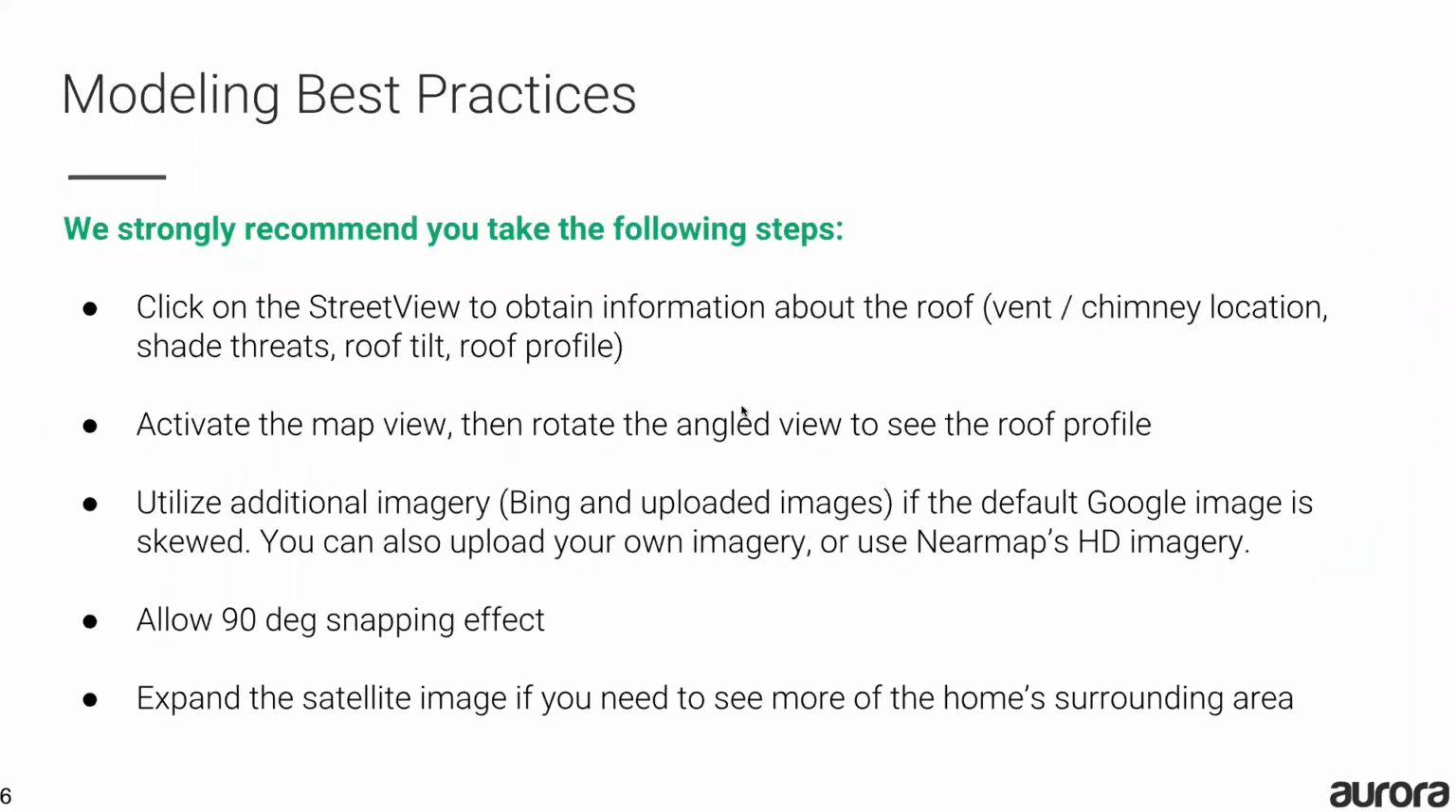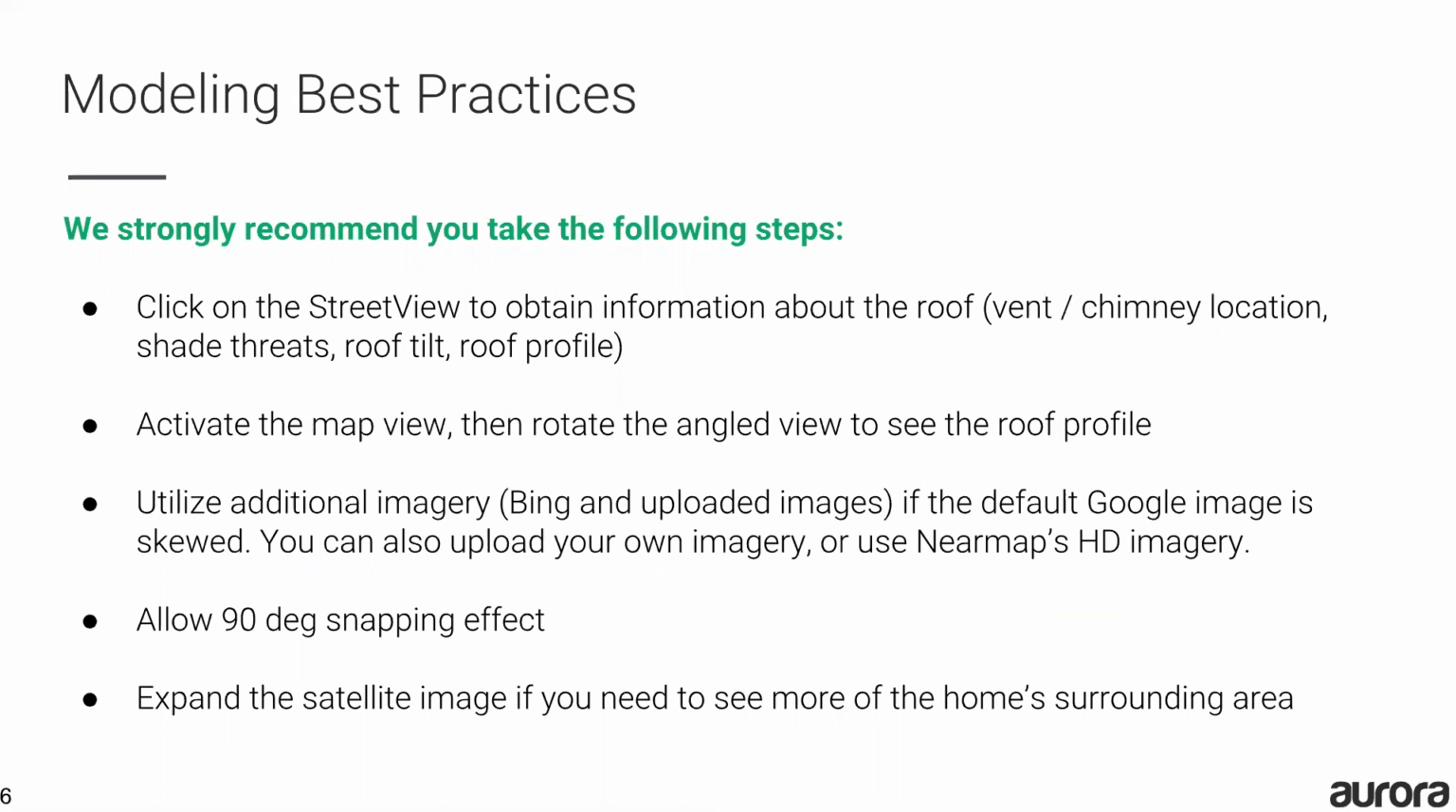So first off, let's go through some modeling best practices. Some of the things I'm going to mention or show you is how to utilize the street view. We have the map view, which is the angled or oblique view of the location. And we also provide you with different image options. Standard accounts, or all accounts, get Google and Bing by default. If you purchase credits from us, you can access HD imagery from your map. And of course, everybody can upload their own images.